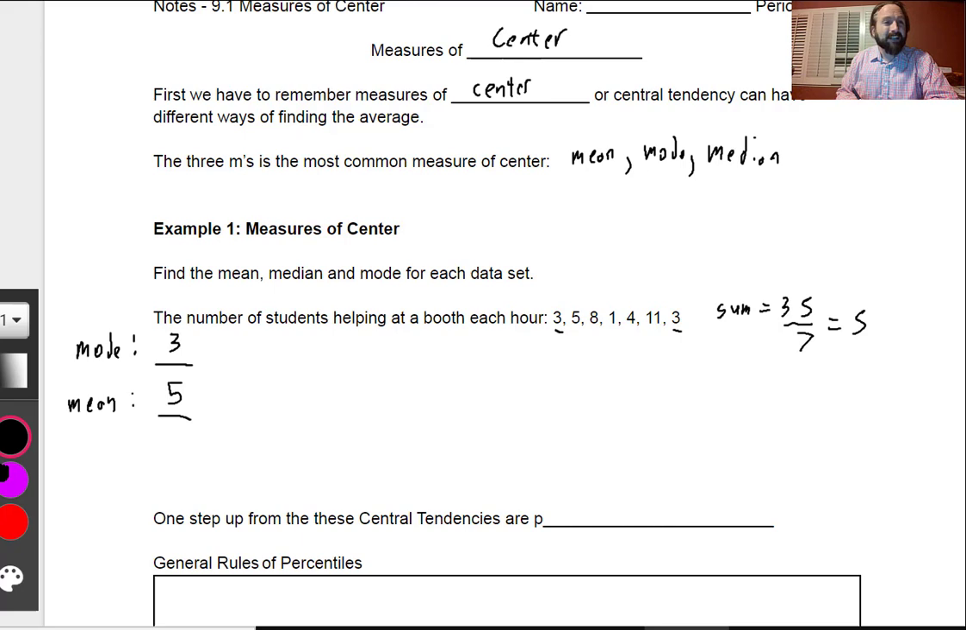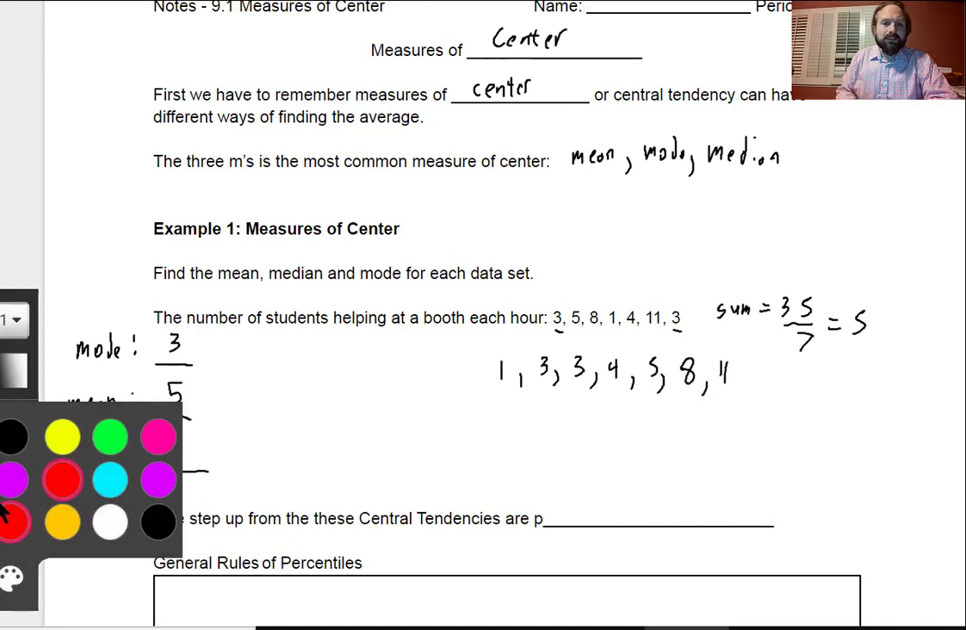All right, now let's figure out what the median is. Now I'm going to give you about 5 seconds. Go ahead and pause the video, and I want you to try to figure it out in 3, 2, 1. All right, so first thing we have to do is we have to put it in order. So we have 1, 1, 2 3s, a 4, a 5, an 8, and 11.